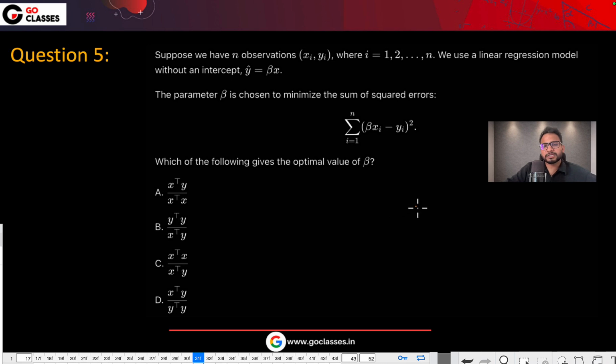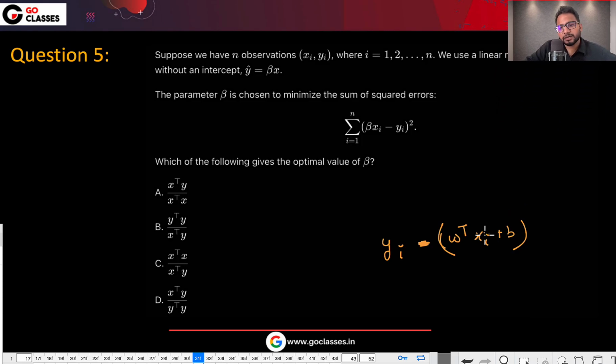Now let's see this question. In this question, they have this least square solution. They want to minimize with respect to beta. Earlier I used to have something like yi minus W transpose xi plus b, where xi was a vector. But here x and y, x1, y1, x2, y2, I think are scalars only, which is fine. We can easily do this question also.